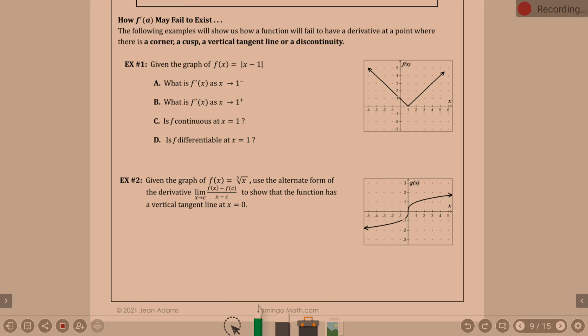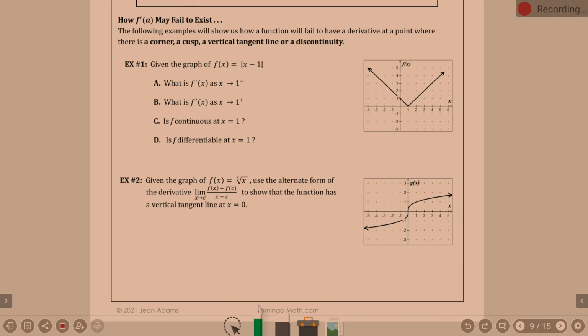Okay, so example 1. Based on what we talked about the other day, you know where this graph is going to fail to have a derivative, yes? At 1, because that is that hard point. Now, let's work through what they're talking about. Given the graph of f of x equals the absolute value of x minus 1. First of all, what is f prime of x as x approaches 1 from the left?